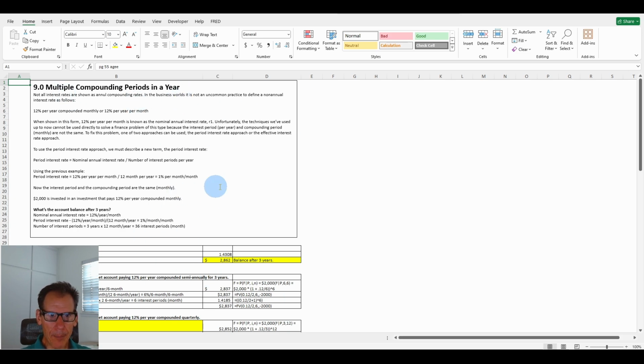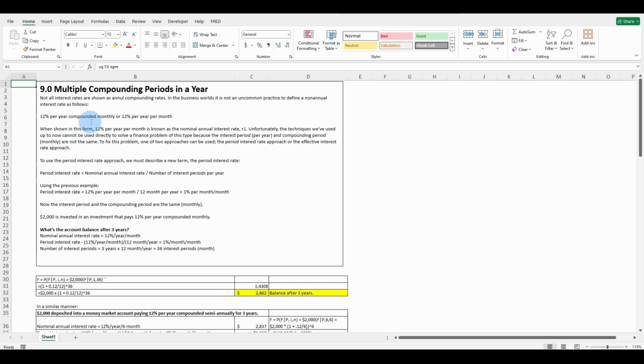This is going to be a test. In other words, I'm going to throw a bunch of hypotheticals. They're already solved, but it's a test that it really will put you in a position as to whether you want to continue studying additional finance tools or not. So here we go. Not all interest rates are shown as annual compounding rates.